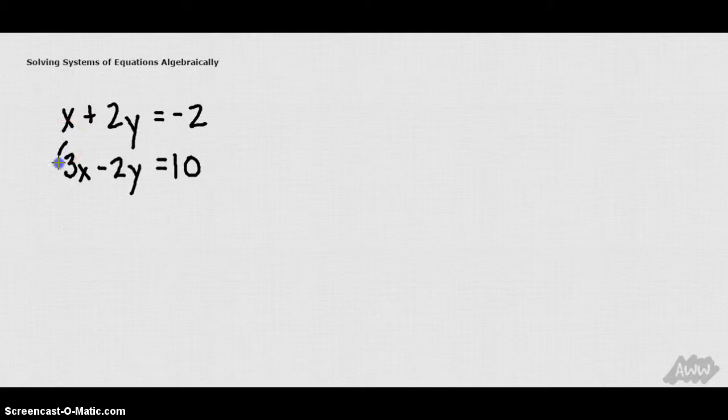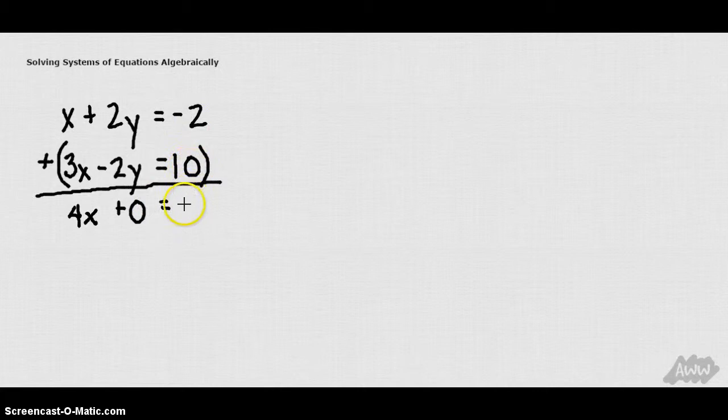Notice that if we were to add the second equation to the first, this 2y and this negative 2y would cancel out. So let's go ahead and add these two equations and see what we would get. If I take the x and add it to the 3x, I get 4x. If I take the positive 2y and add it to the negative 2y, I get 0. And then if I take the negative 2 and add it to the 10, I'm going to end up with 8. So I have 4x is equal to 8.